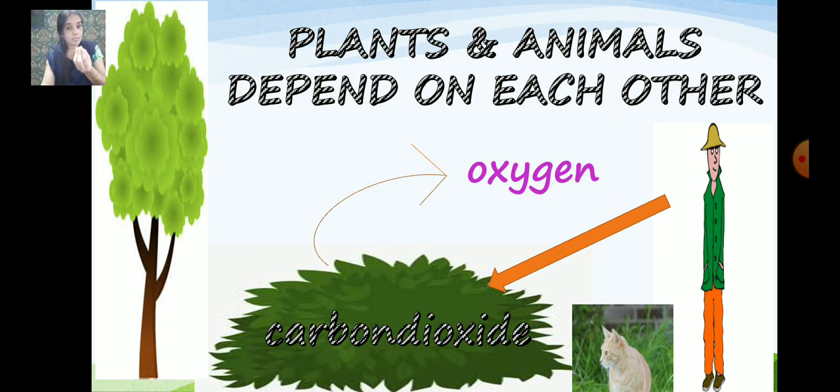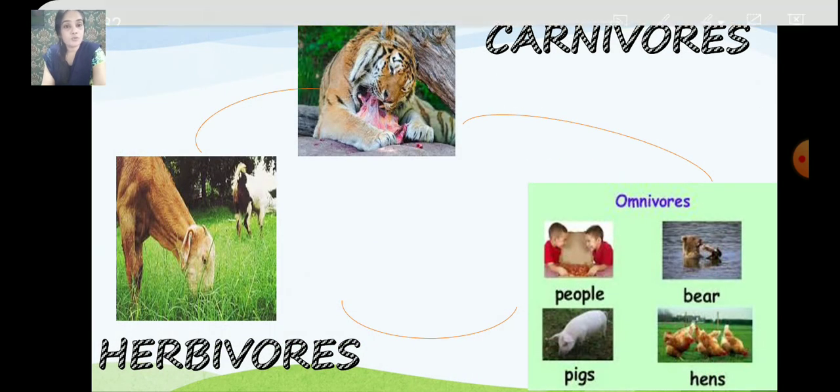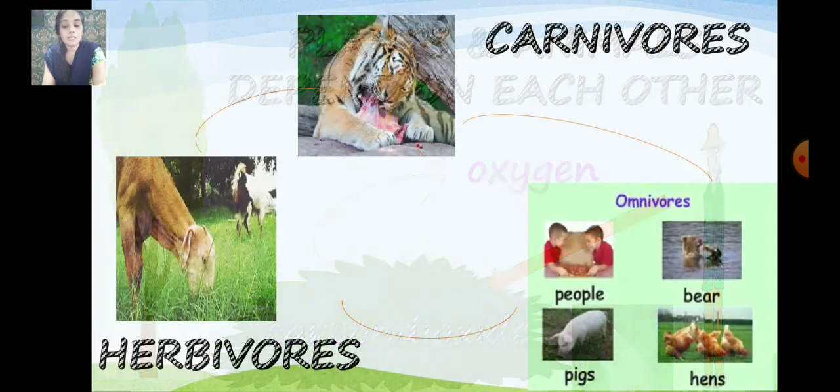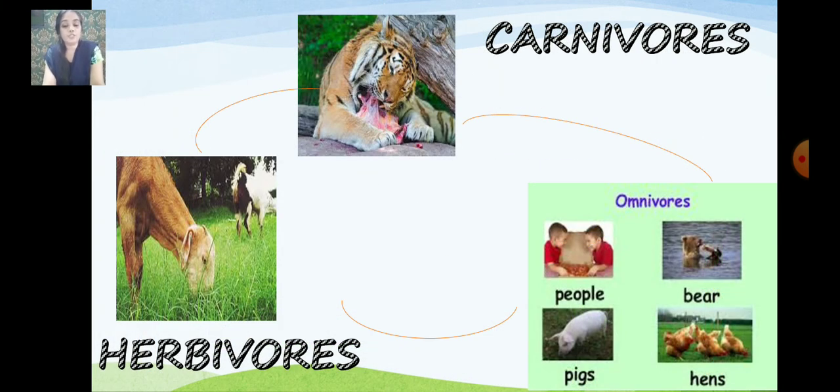When we are breathing, we give out carbon dioxide. The plants take in the carbon dioxide and give out oxygen and make the air fresh. So this shows that animals depend on plants for oxygen, and plants depend on animals for carbon dioxide.